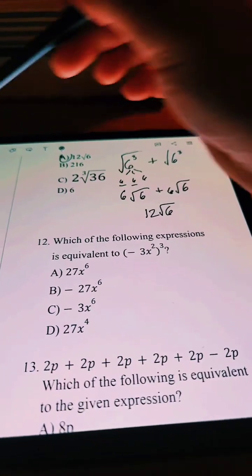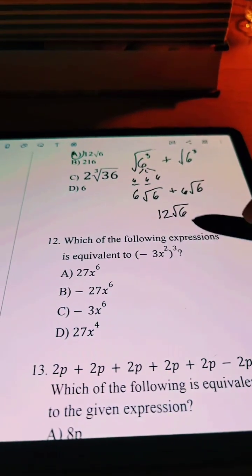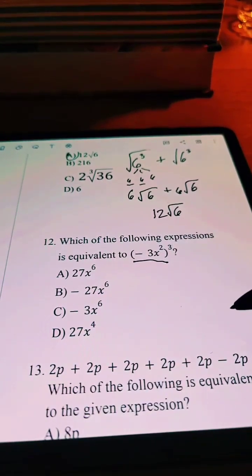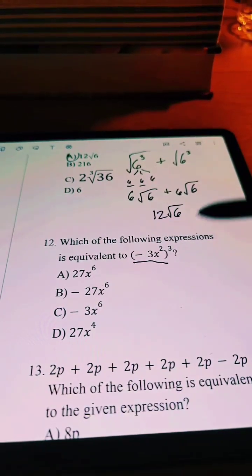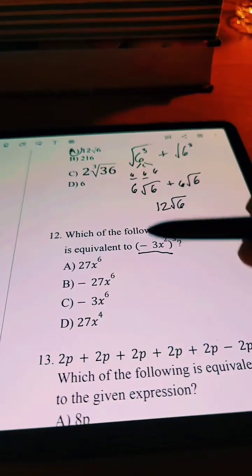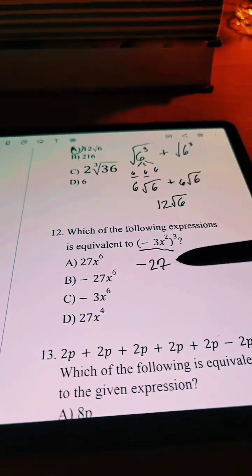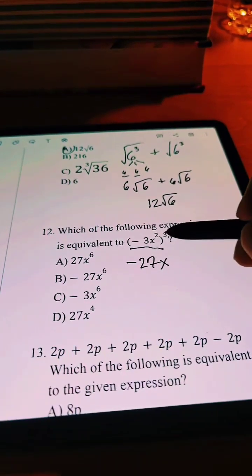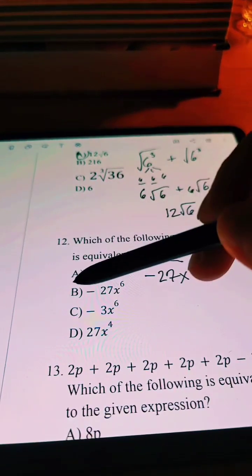So now let's go to number 12. Which of the following expressions is equivalent to this? Okay, so the whole thing inside the parentheses is being raised to the third power. You can't just do it to the x portion. That's where a lot of people go wrong with this. It's also the -3 that you have to raise to the third power. So what's -3 times -3 times -3? Well, that's going to be -27. Now you can focus on the x portion, and you could say, okay, power to a power rule says I'm going to multiply those powers, so that's going to be x to the 6th. So it should be B.